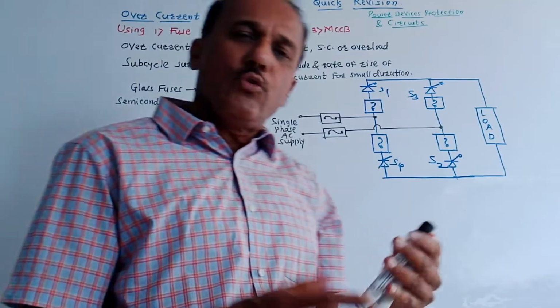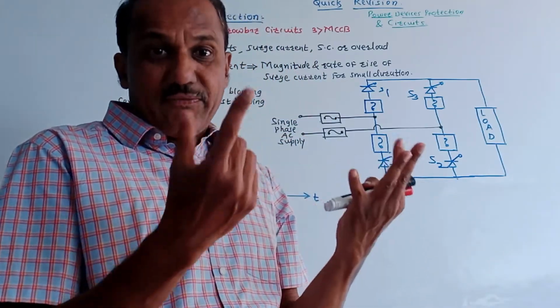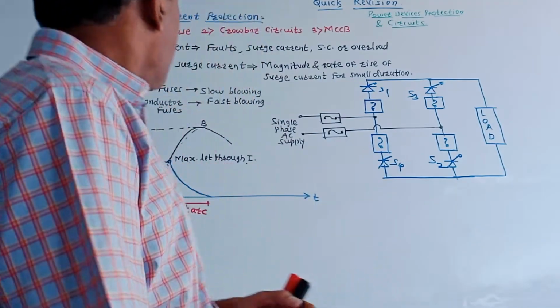From the exam point of view, you may expect a question like this. What are overcurrent protection circuits? What are its different types? Explain any one in detail.